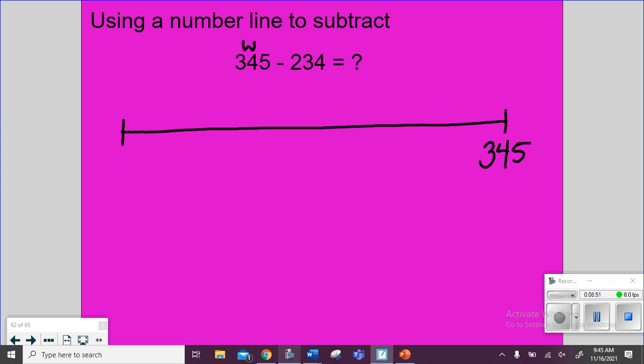I'm going to make my ending number line 0. Because remember, my whole is all the numbers 0 to 345. All those numbers in between. Does that make sense so far?